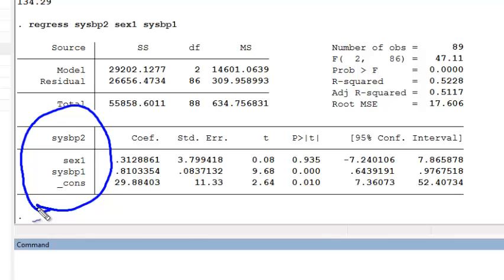And remember that the interpretation of regression parameters changes when you include more than one parameter in the model. Specifically, the slope coefficient for systolic blood pressure at exam 1 now represents the average change in systolic blood pressure at exam 2 for a 1-unit increase in systolic blood pressure at baseline, conditional on gender. So it's super important to make sure you specify that you are conditioning on gender.